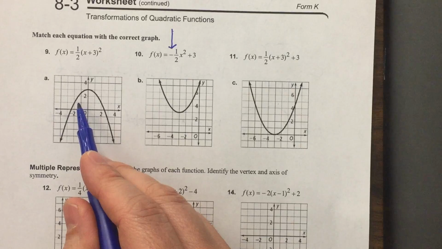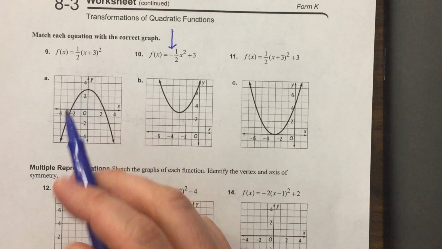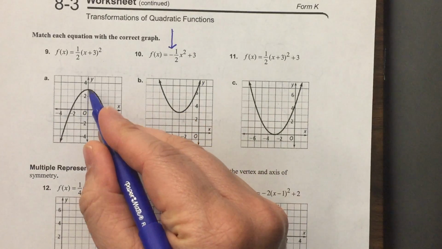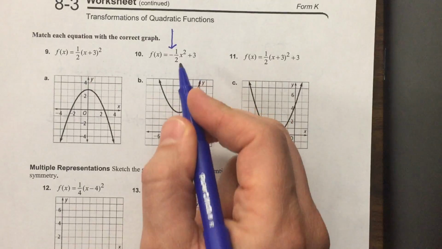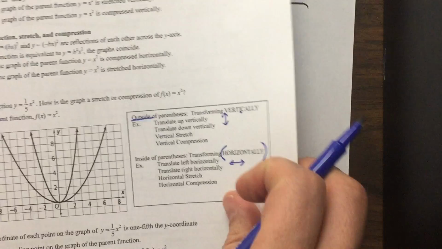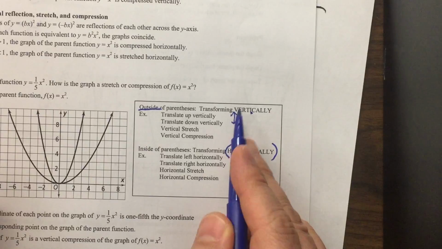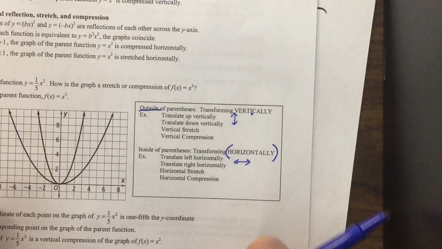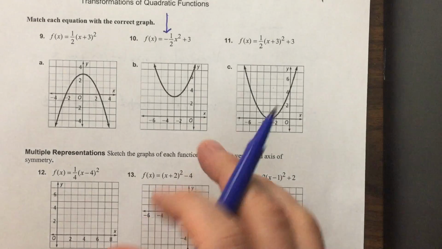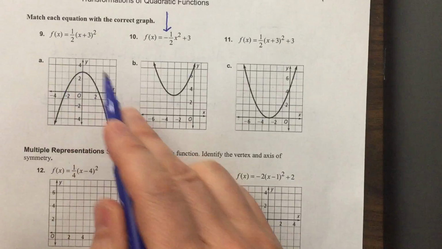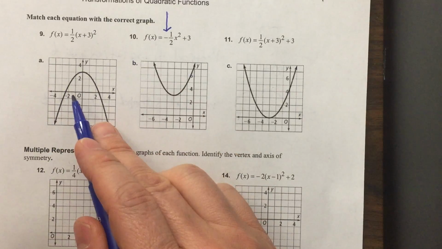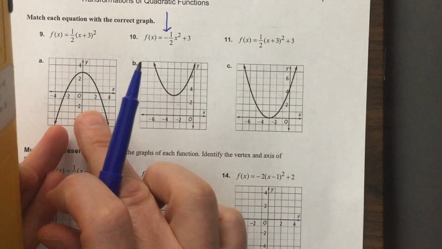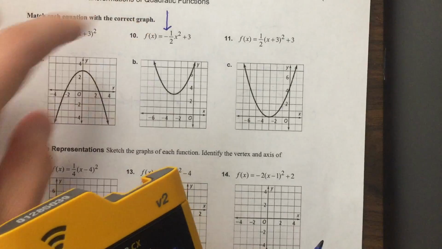Okay, so I'm already thinking that number 10 is A. Okay, now let's check everything else and see if it works out. This one went up 3, and I have a +3 on the end there. Is that a vertical change? Yeah, when you have it outside of parentheses, it's going to make it go up or down, and a +3 would make it go up. So that checks out too. And then the negative, like we said, flipped it upside down. That's what made us already match it up. The 1/2 in front, not in parentheses, is going to make the graph get a little bit wider than the parent function. So I'm already thinking that 10 and A go together.